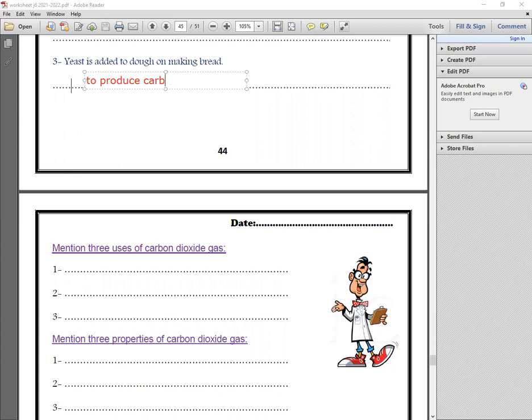So here, to produce carbon dioxide gas during the fermentation process, that makes the bread porous and tasty.